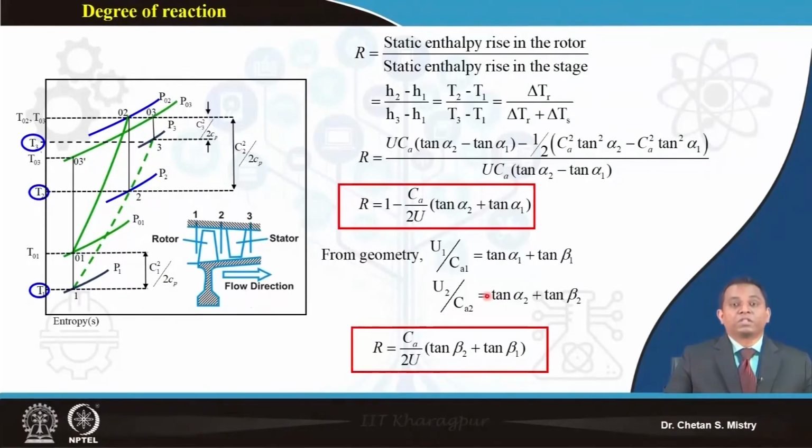This is what we discussed about why we write u1 and u2. Simplifying this equation, the degree of reaction is given by Ca by 2u (tan beta 2 plus tan beta 1). This formula is what defines the degree of reaction. We can write it both in terms of the relative blade angles and in terms of the absolute flow angles.